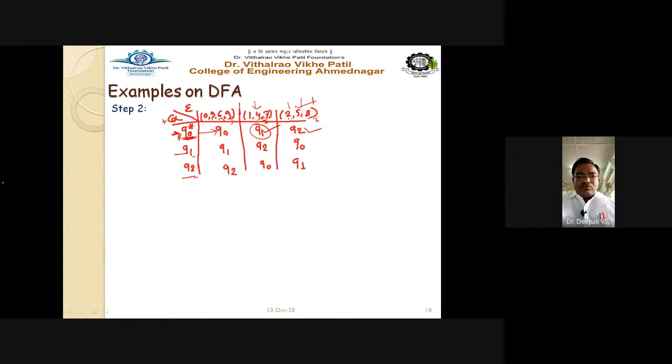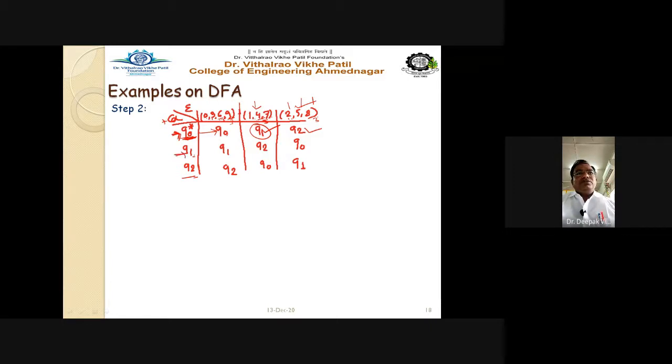Getting this point? How to draw the transition table? First, the transition table is drawn, and then you can go to the transition diagram for the DFA, which can recognize whether a number is divisible by 3. Yes or no, we are getting the answer in the form of yes or no, right? We are not getting any kind of output here, right?